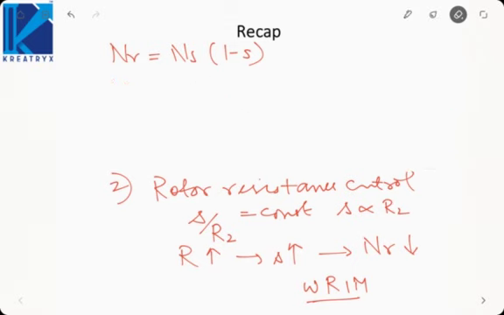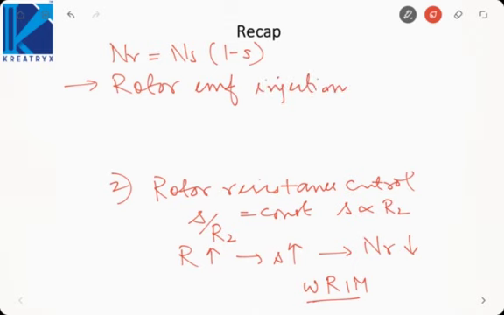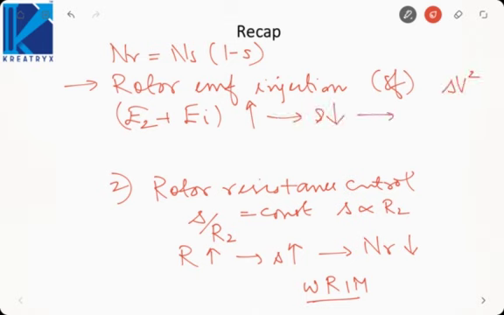Then we saw rotor EMF injection. In this we injected an EMF at the slip ring terminals having a frequency SF. So if the injected EMF has the same phase as the induced voltage, then the total voltage becomes E2 plus Ei. That means it increases, due to which slip will reduce because SV square must be constant, due to which rotor speed will increase. As slip reduces, rotor speed increases.